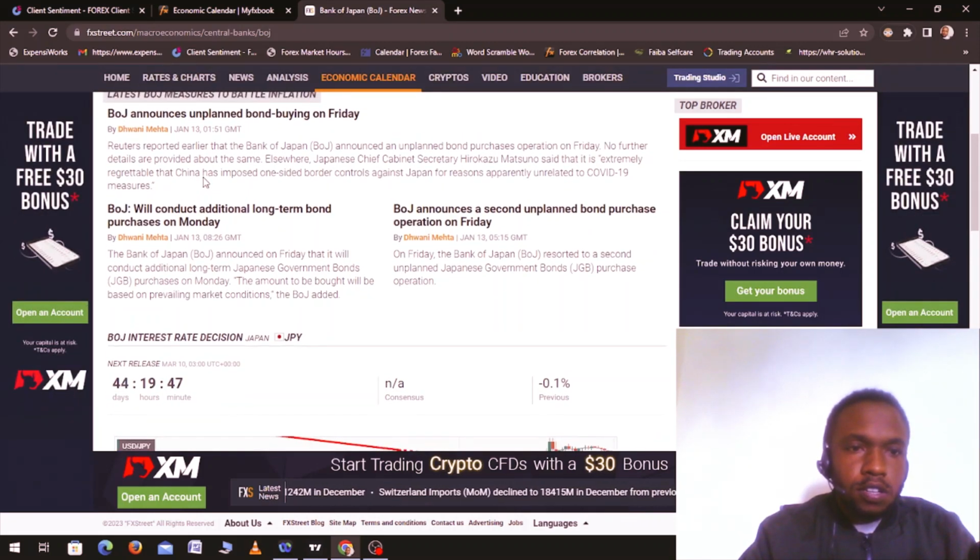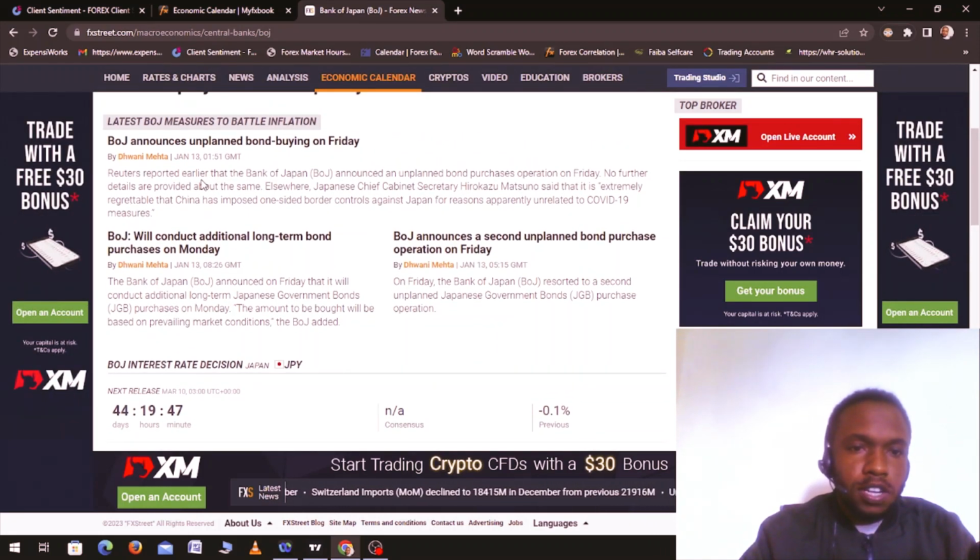You see here, Reuters reported earlier that the Bank of Japan announced an unplanned bond purchase operation on Friday. No further details are provided. Elsewhere, the Japanese Chief Cabinet Secretary said it's extremely regrettable that China has imposed one-sided border control against Japan for reasons apparently unrelated to COVID measures.